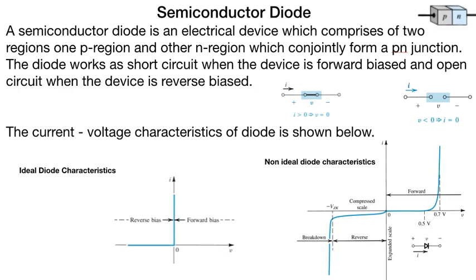A semiconductor diode is an electrical device which comprises two regions, one P region and the other N region, which conjointly form a PN junction. The diode works as a short circuit when the device is forward biased and an open circuit when the device is reverse biased in ideal conditions.